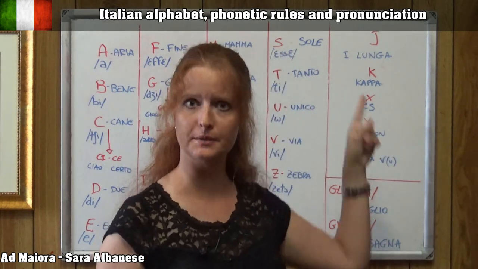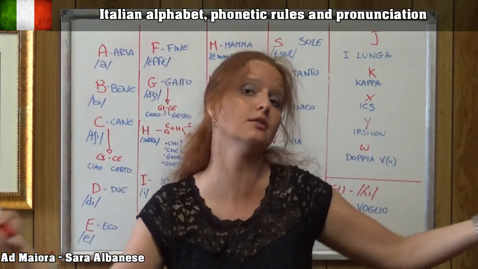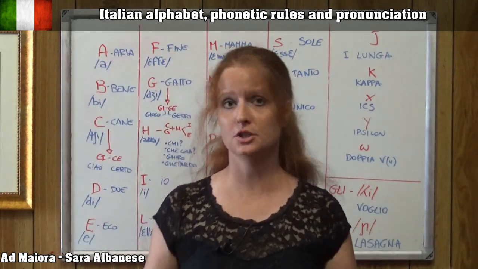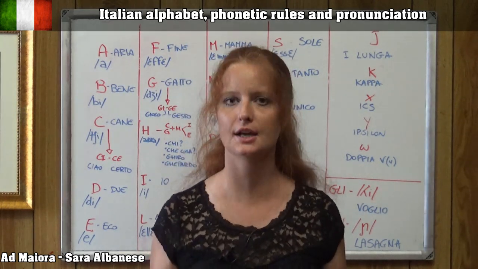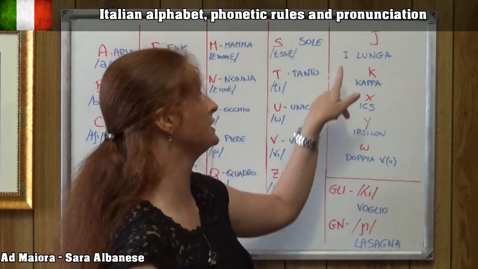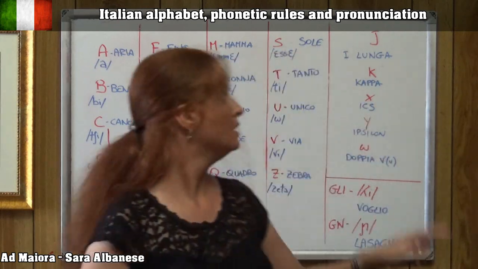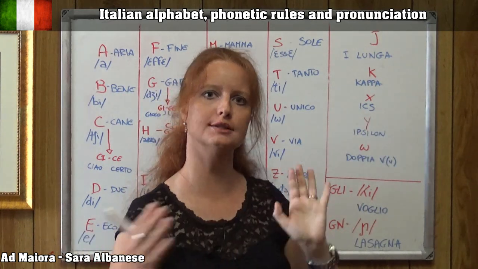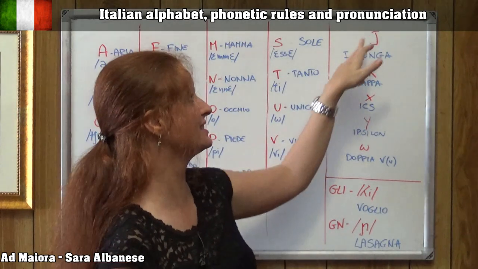So now I'm telling you the Italian names for those letters that don't belong to our alphabet, because if you have to mention them, we have to know their names. So this here, which is a J, most of the time we say J and people understand, but if they don't understand, we have to add the Italian name, which is E, like the vowel E, lunga. Lunga means long, it's like a long E, that's the translation. So this is E lunga.